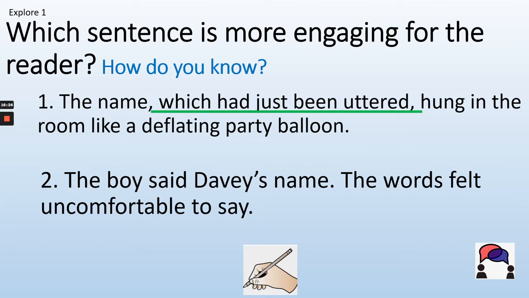Okay, let's have a look at number 1. The name, which had just been uttered, hung in the room like a deflating party balloon. By using this relative clause to refer back to the noun, it allows the reader to enjoy the reading. It allows the reader to understand what we're talking about, which noun we are referring to. The second sentence is engaging, but by using the 2 short sentences, it really does stop the flow and doesn't allow the reader time to enjoy the writing.